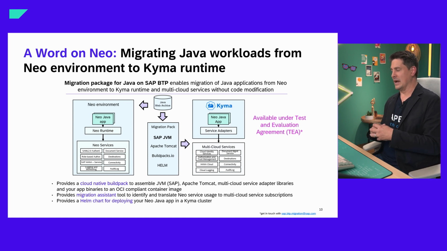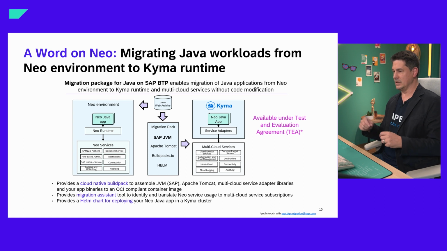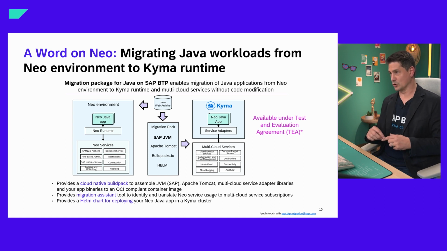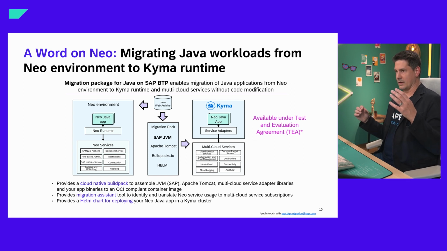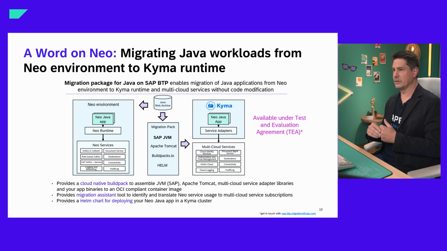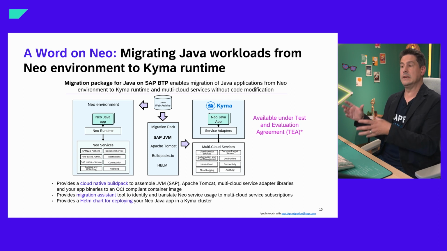And there we also have something for you that is brand new. At the moment, it's available under a test and evaluation agreement license. If you're interested, you find the email address here: SAP BTP migration@sap.com. And what is it that we're actually offering? We just released this migration package for Java on SAP BTP, which is a migration solution to help you bring your Neo workloads to Kyma.